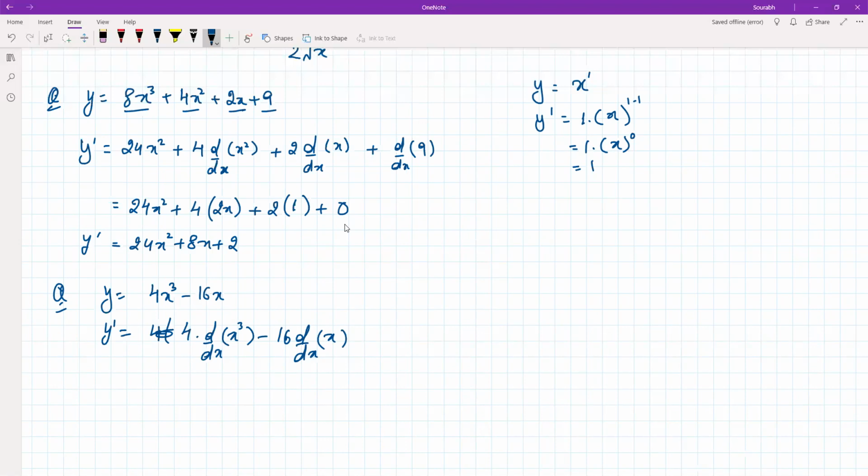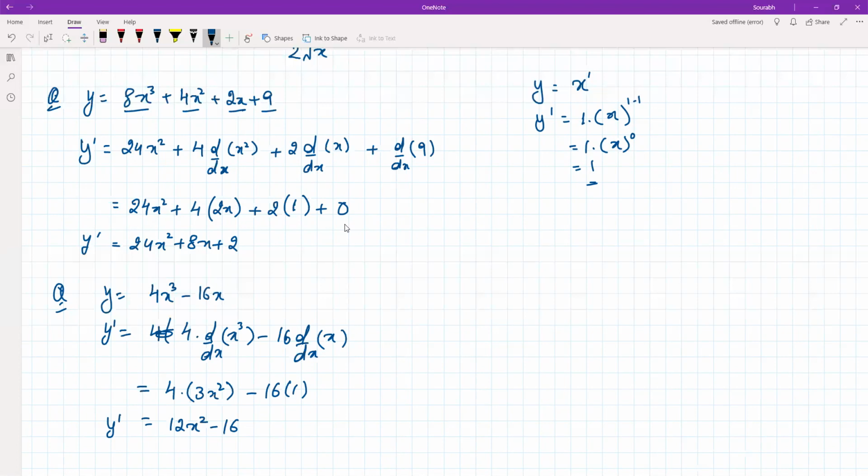Now with practice, we'll write it fast: this is 4 into x cube's differentiation, which is 3x square, minus 16. Just now we have found differentiation of x, that is x to the power 1, that is always 1. So 16 into 1. So this will be 12x square minus 16, that is y dash. Clear? So that's how we are going to find differentiation of different functions.